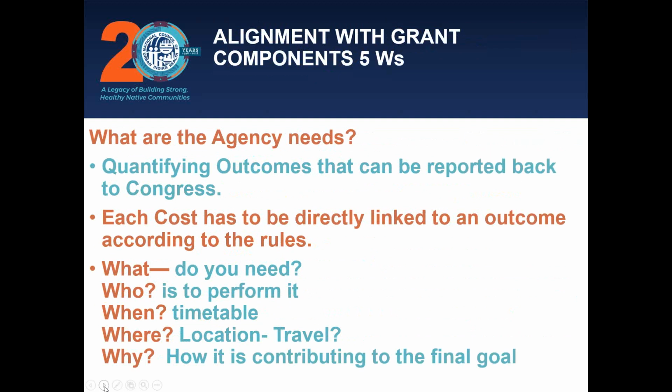Make sure that you respond to the 5 W's per item if you have a question or a doubt if it is something that is going to be allowable or reasonable. Just going through the 5 W's is very helpful if you're tasked with the budget narrative because it will give you the language that you need. So if there is an item that you don't know, you have to see what you need from it, who is going to perform it, the timetable, where the allocation is, if there is going to be travel, why, and how it is contributing to the final goal.